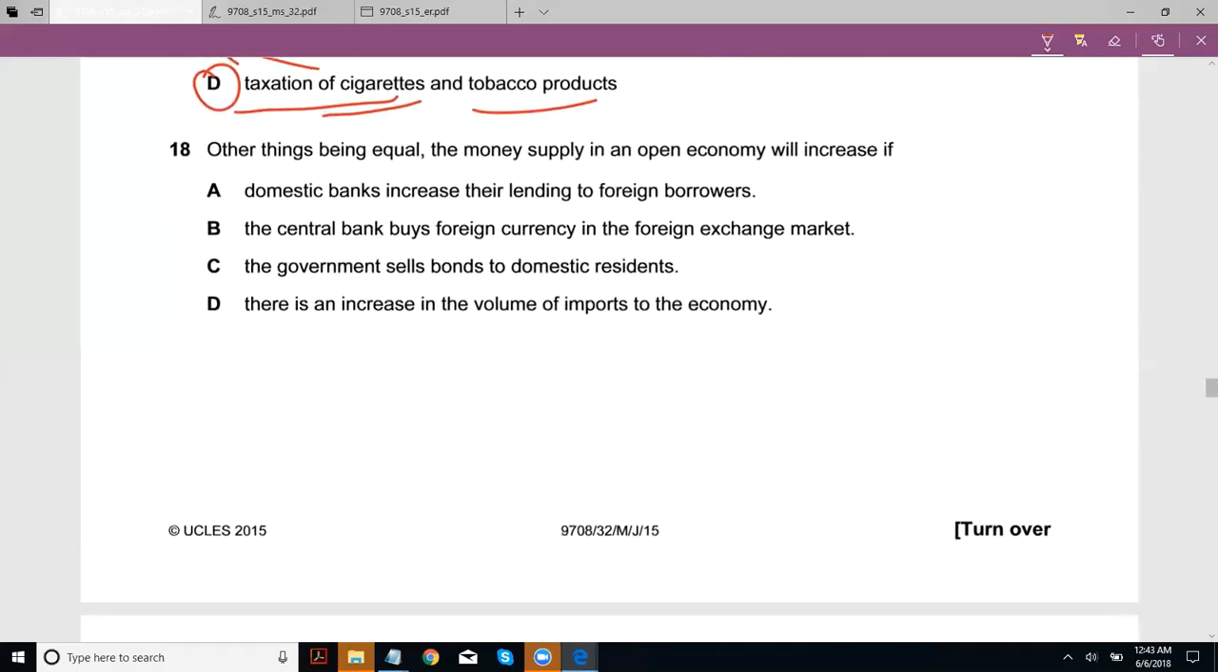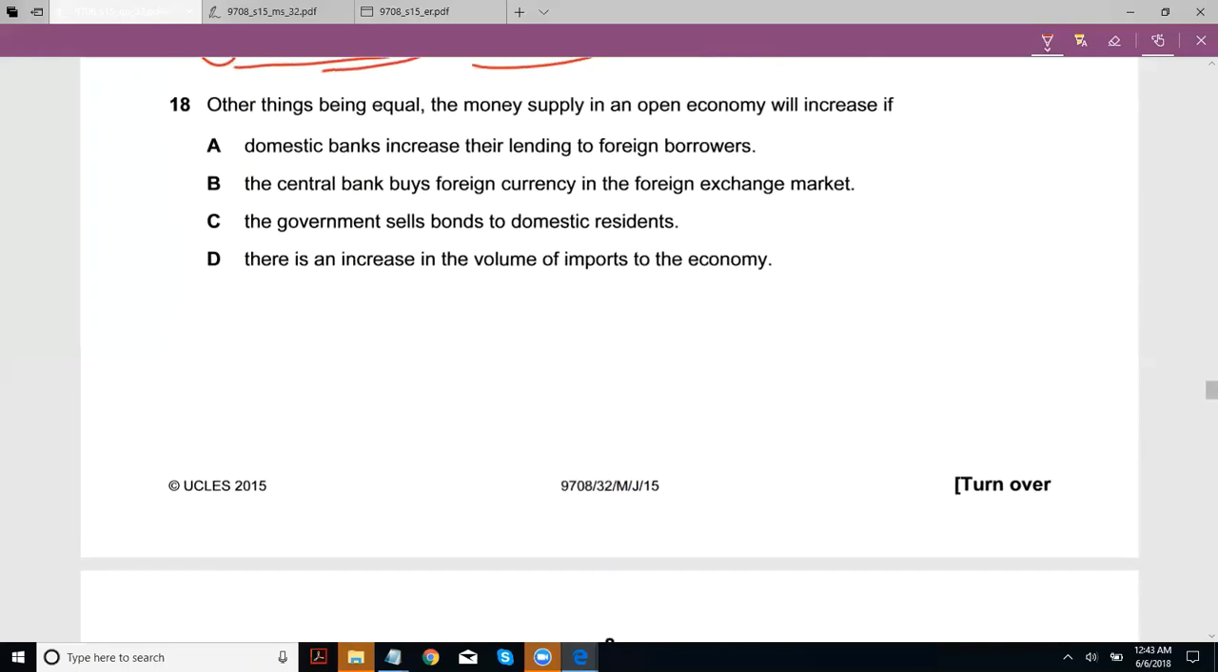Other things being equal, the money supply in an open economy will increase if domestic banks increase their lending to foreign borrowers. If they lend to foreign borrowers, how will that increase money supply in the domestic economy? The central bank buys foreign currency in the foreign exchange market. Well, that might increase the supply of the currency in the foreign exchange market. I'm not too sure if that will increase the supply in the particular economy itself.